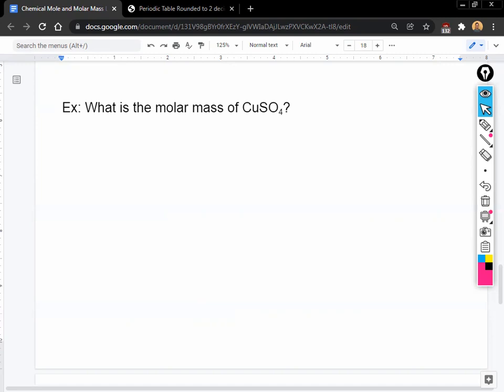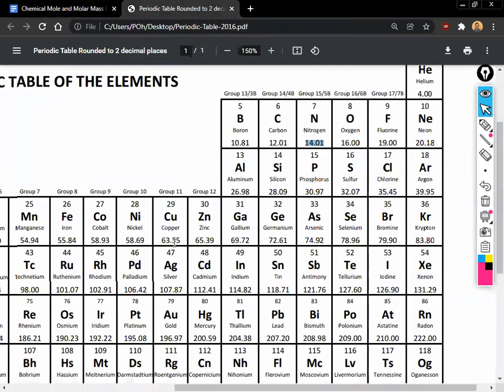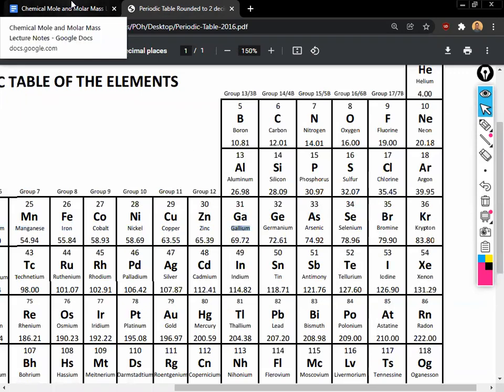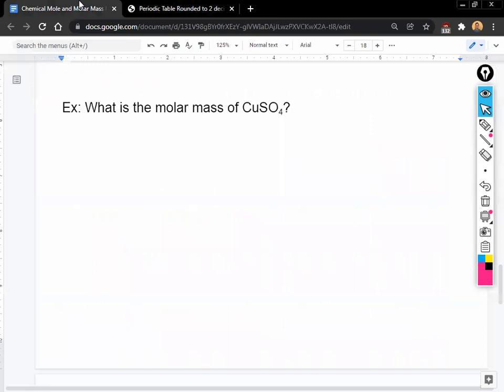Anyway, let's find the molar mass of CuSO4. Okay, so the first element is copper. What's the molar mass of copper? 63.55. Okay, so copper is 63.55.